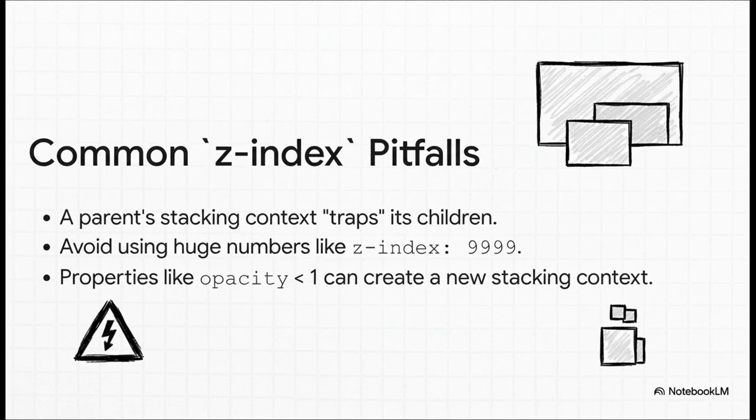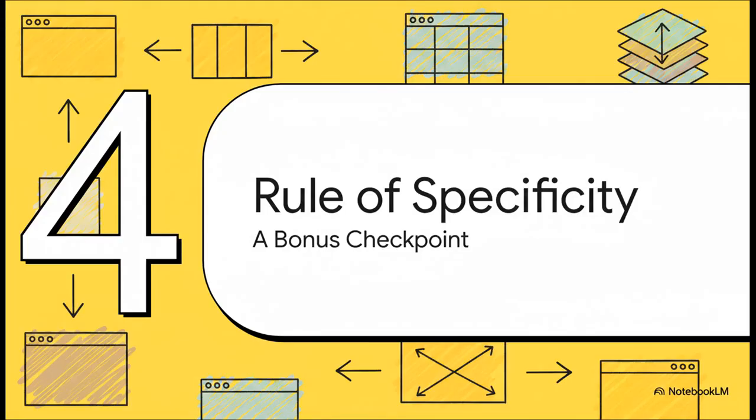Now, let's talk about the common pitfalls, because z-index can be tricky. The biggest one is what I call the z-index trap. If a parent element has a z-index, it creates this private stacking world for its children. A child element, even with z-index 9999, can never appear on top of an element outside its parent, if that parent is stuck on a lower layer. This is the number one reason why your modal's dark overlay sometimes gets stuck under the website's header. It's a classic. All right, for our final leg of the journey, let's hit a quick bonus checkpoint.